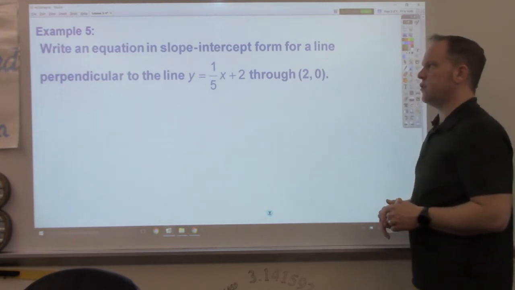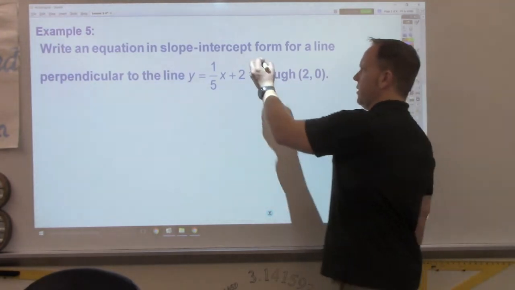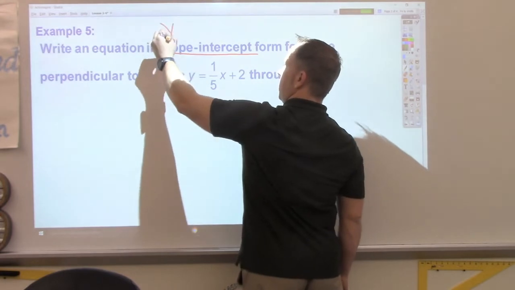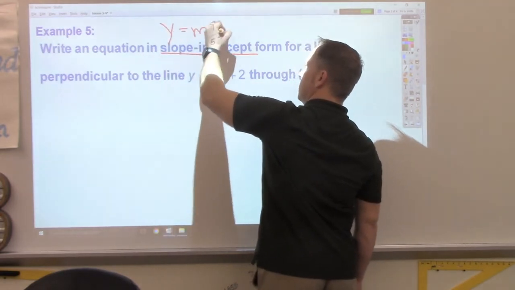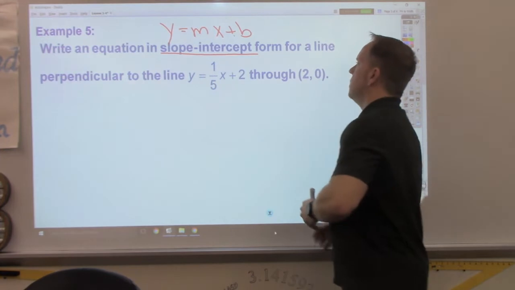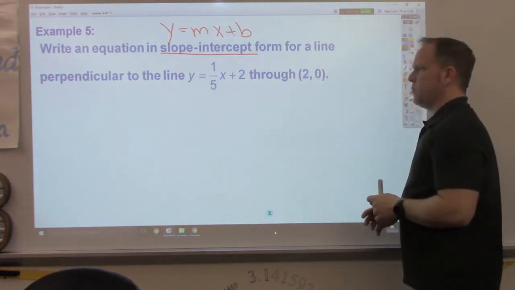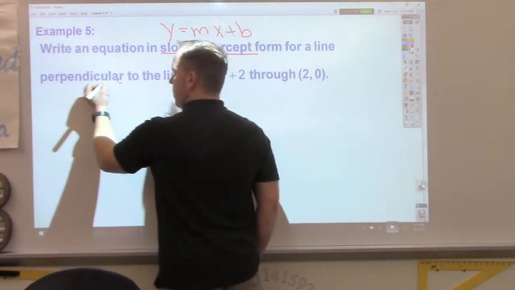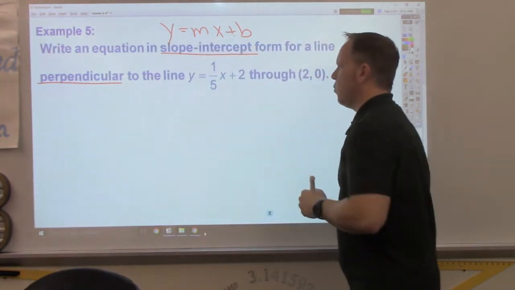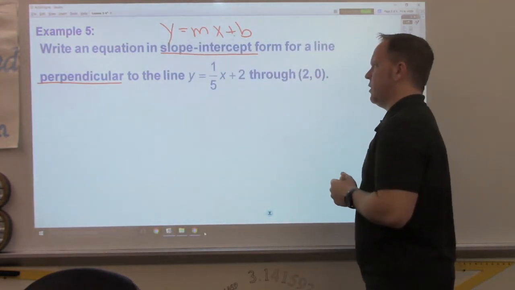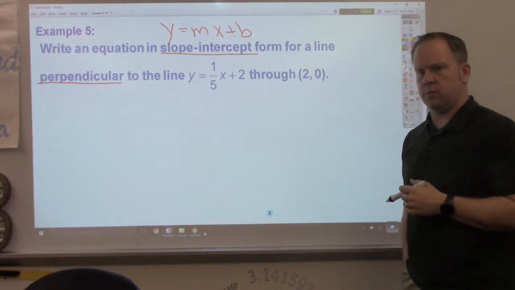Write the equation in slope-intercept form. Okay, there's a key right there, slope-intercept form. So my final answer should look like this. For a line that is perpendicular, now that's a key word right there, perpendicular, to the line y equals 1/5 x plus 2 and goes through (2, 0).